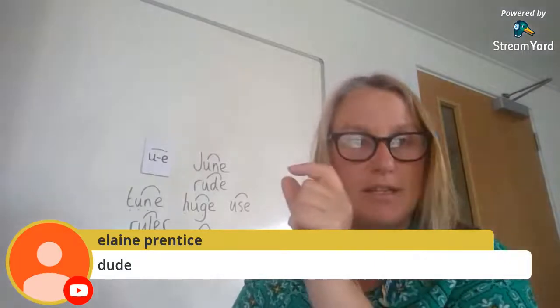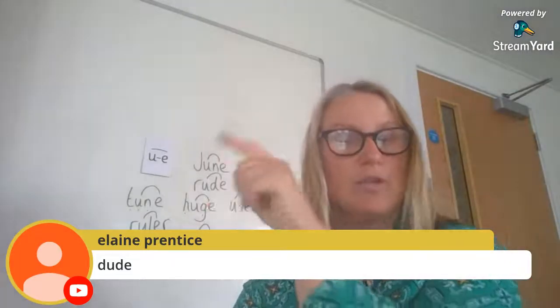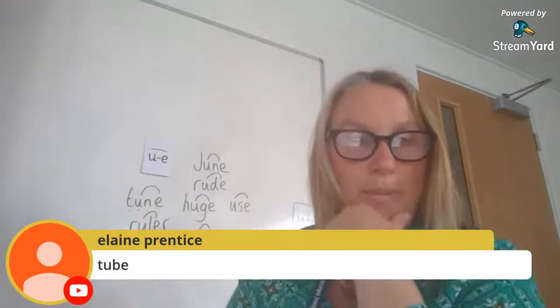What else have we got here? Dude is a good one. So you go dud, and then you put an E on the end, it becomes dude. Same with this one. Tub becomes tube with an E on the end.